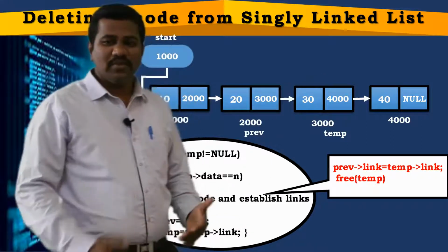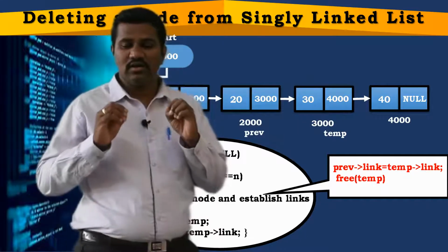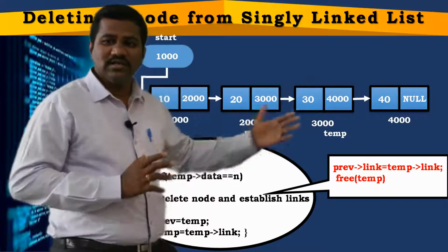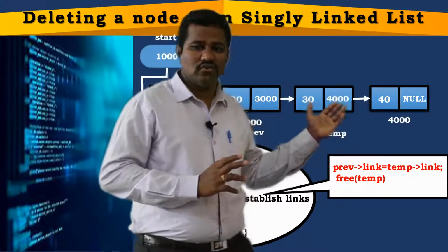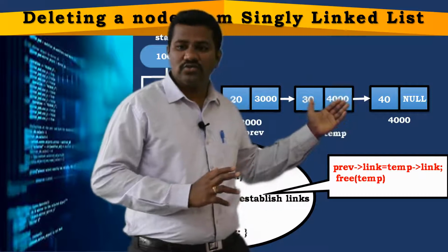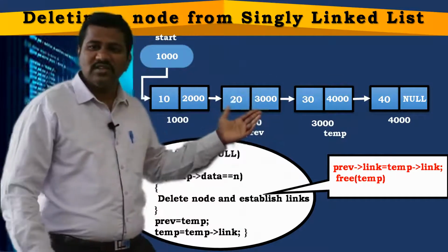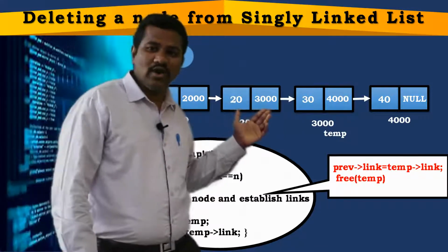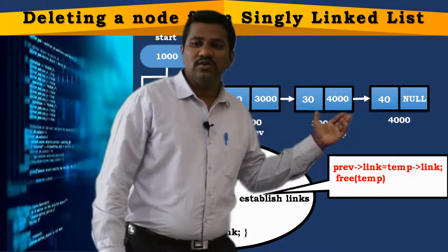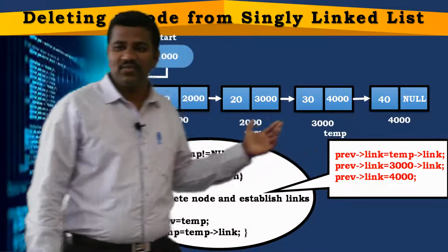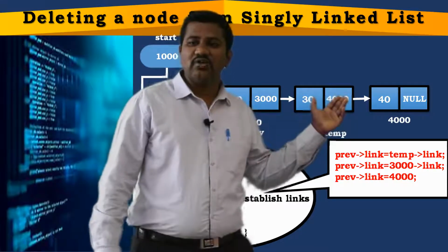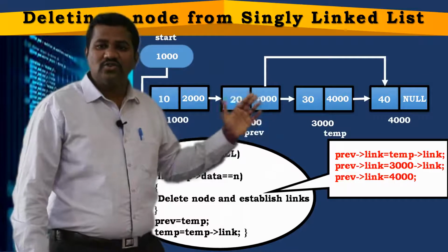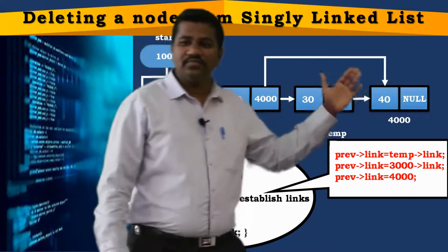So in order to delete this 30 node, what we need to do is: the 30 node's link part contains 4000. This 4000 should be stored in the previous link part, right? Previous arrow link is assigned with temp arrow link. That means previous arrow link is assigned with 3000 arrow link, which contains 4000, and that has been assigned to the previous link part.